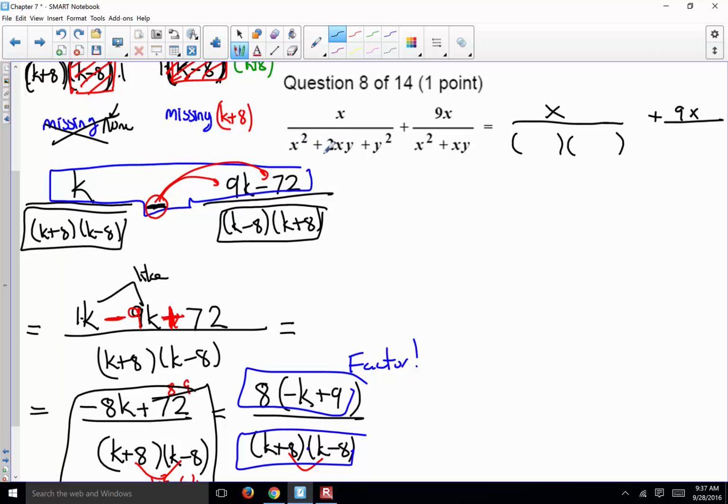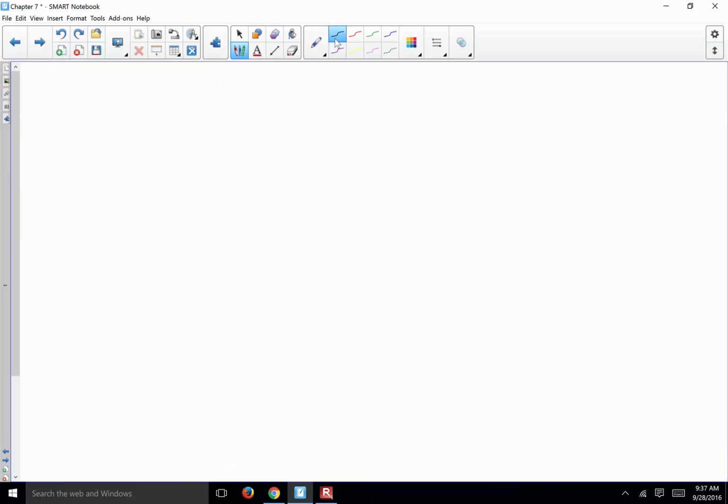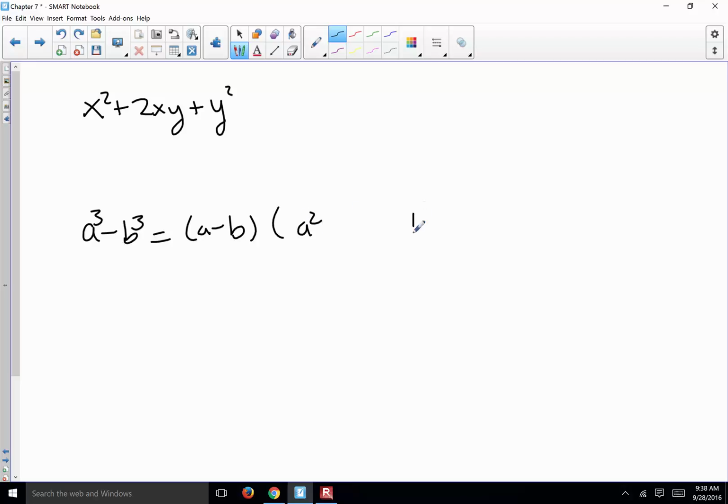How do you guys factor x squared plus 2xy plus y squared? Well, that's a tricky one. Difference of cubes? No, because difference of cubes needs third powers. Yeah, it's related because in difference of cubes you have a square here. They kind of resemble each other, but we need to bring this into two parentheses.